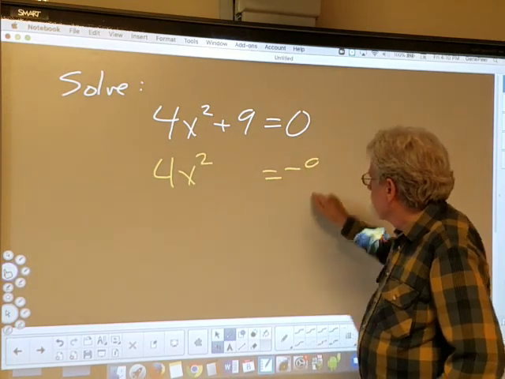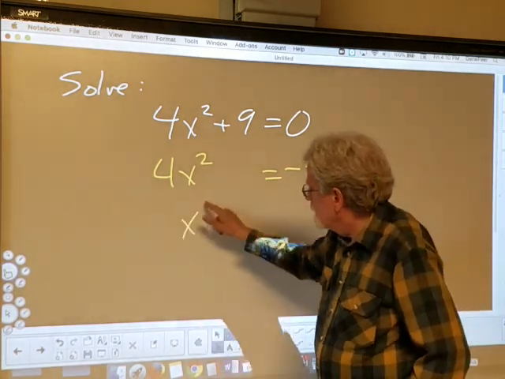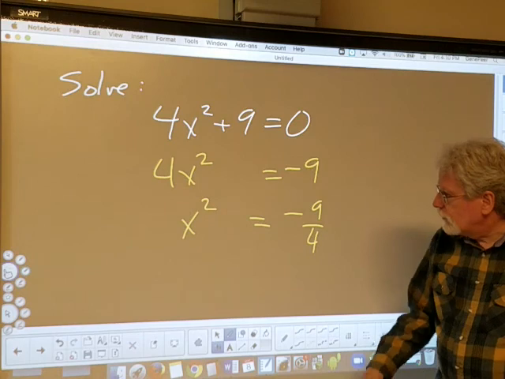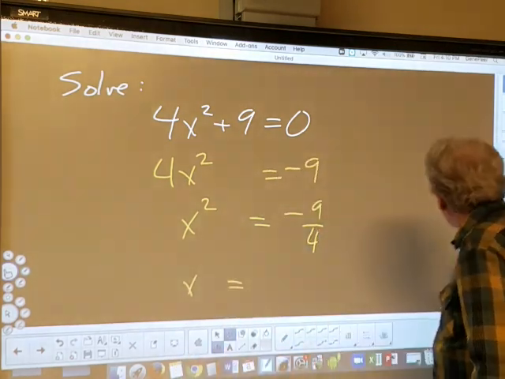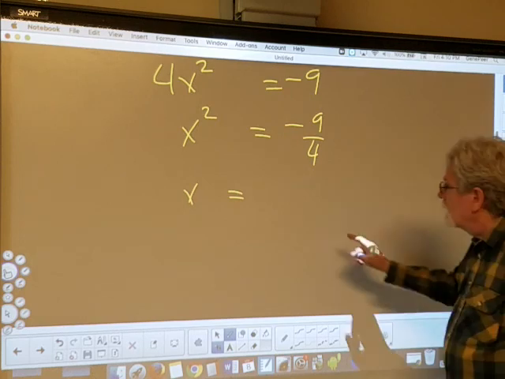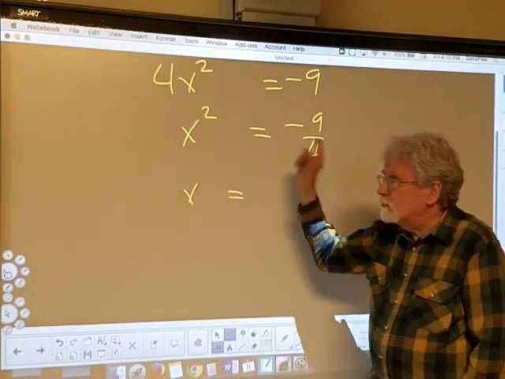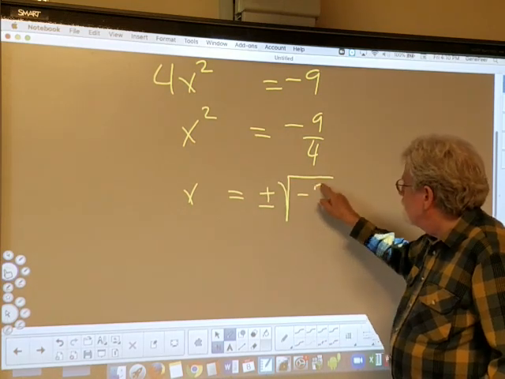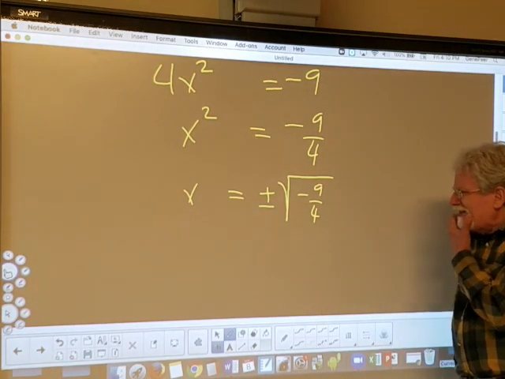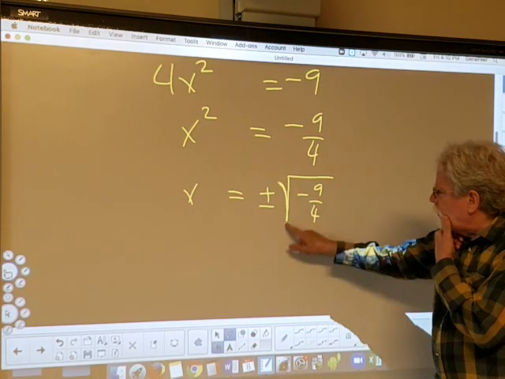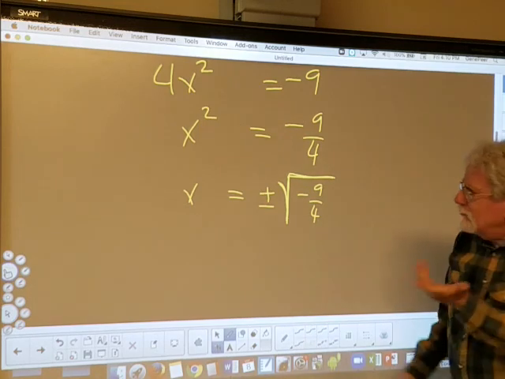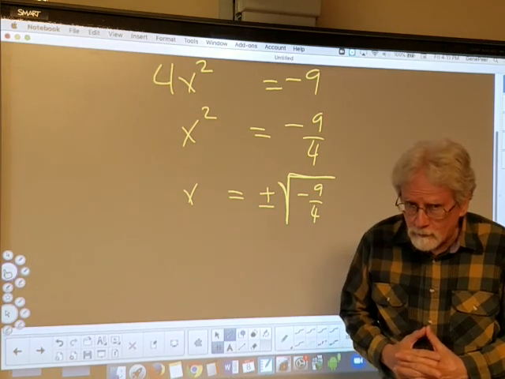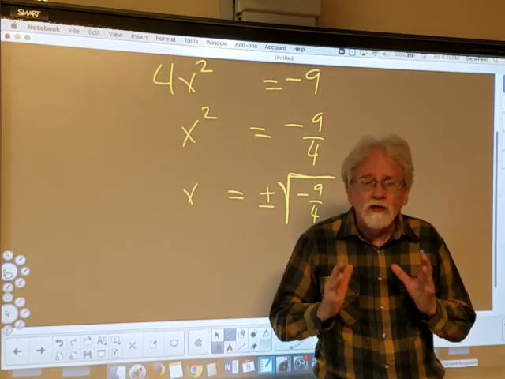Subtract 9. Let's divide by 4. And now, let's take the square root of both sides. We get x is, watch out, we're taking the square root of both sides, so we must use plus or minus square root of negative 9/4. Wait just a minute. We can't do the square root of a negative. Well, the instructions here said to solve over the set of complex numbers, meaning we're allowed to use imaginary numbers.